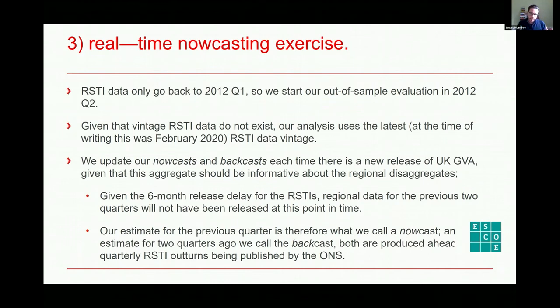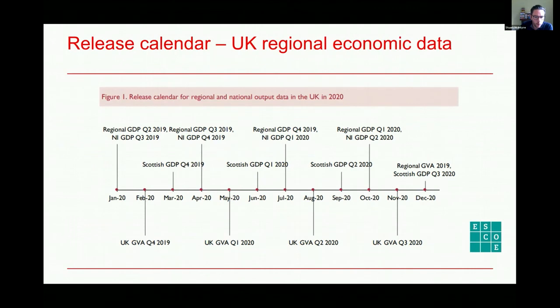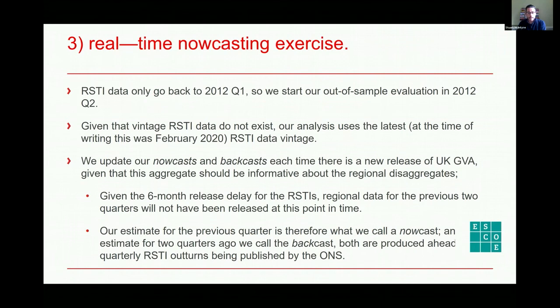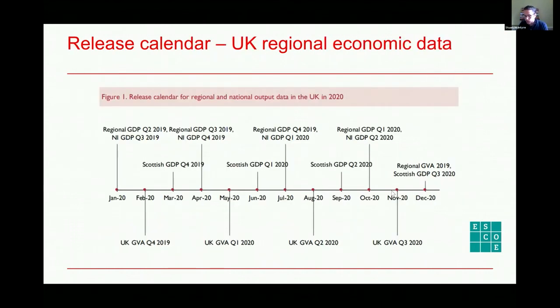One of the things worth flagging is that because of the release delay in publishing the Rusty data, which is about 6 months, when we get the UK data we do not have the Rusty data for the 2 previous quarters. So when we get Q3 UK data, at that point we don't have Q3 or Q2 regional data. If you go back to the release calendar, when we get UK GVA data for Q3 in November, the latest regional data we have is for Q1. So we've got 2 quarters that we want to estimate at a regional level. We refer to that as the nowcast. In the case of Q3, the nowcast would be of regional growth in Q3, and the backcast would be the estimate of regional growth in Q2. And we evaluate both.